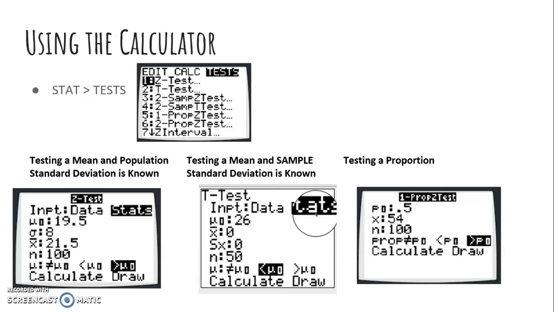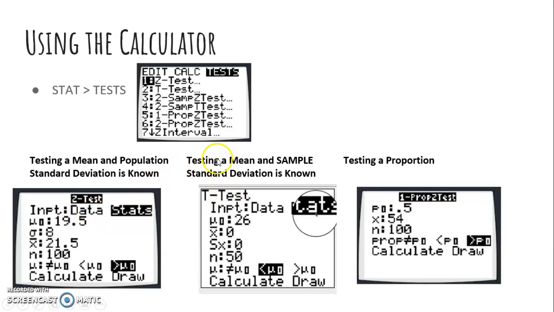So when you are using the calculator, first you have to decide which test you want to run. There are 3 that we're going to start with: a z-test, a t-test, and a one-prop z-test. We use a z-test if we're testing a mean and the population standard deviation is known. Then we'll use a z-test. We'll have the choice of data or stats. Use statistics if they've given you the sample mean and the population standard deviation and the number in the sample, all of that. If they give you the data in a list, choose data.